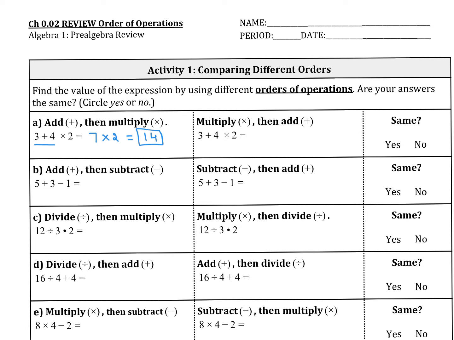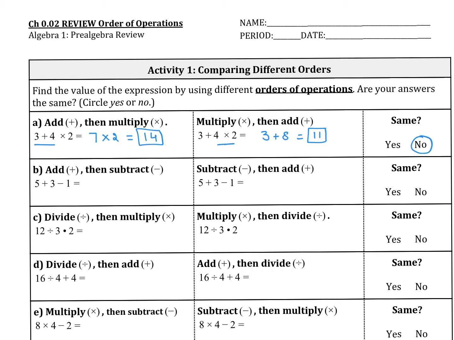For the next column, multiply, then add. So the first thing you want to do is multiply. You keep the 3 as it is and you multiply 4 times 2, that is 8. And 8 plus 3 is 11. So are your answers the same? We're going to answer no.